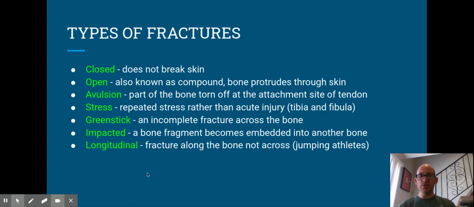Then longitudinal or a linear fracture is the fracture going down the length of the bone. Okay, these are less common. One of the primary places these occur is under high compressive forces, usually like landing for a jumping athlete, like a triple jumper, long jumper. Getting that pressure going through the bone as they land. That's the type of athlete that we'll see a longitudinal fracture in.